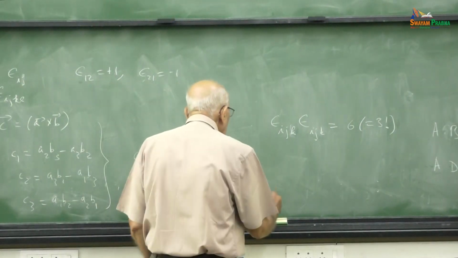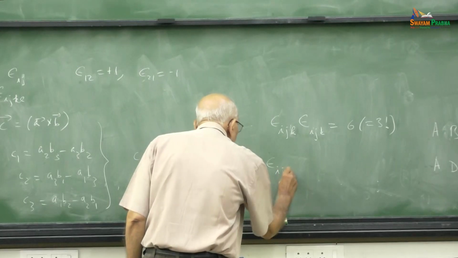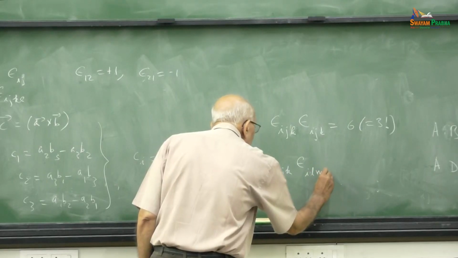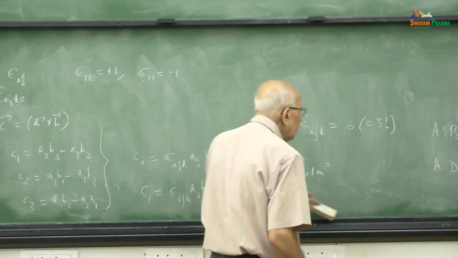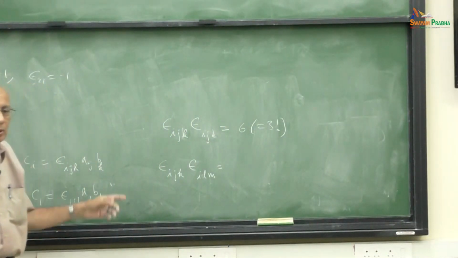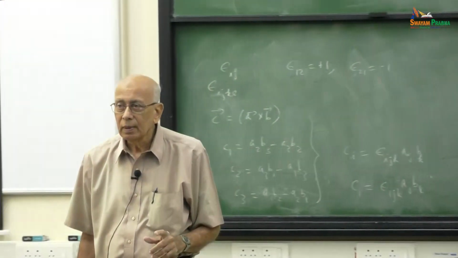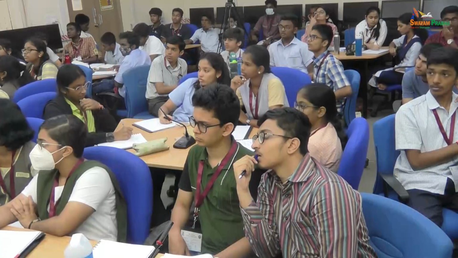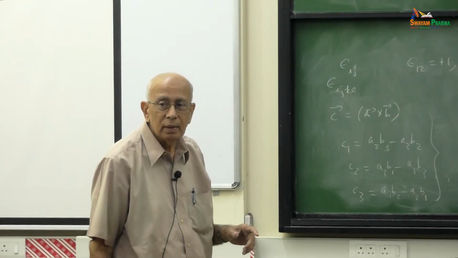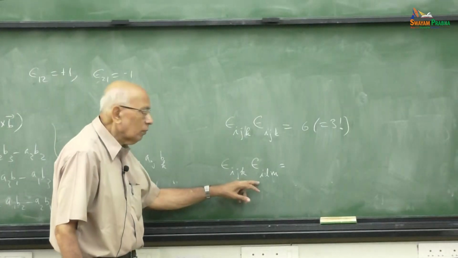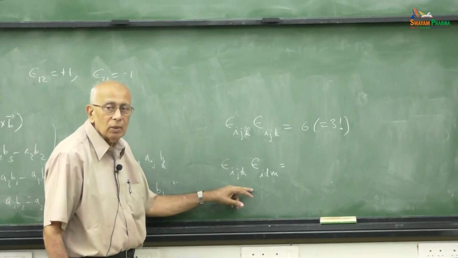What is this equal to? And this is the most important identity of all. Epsilon ijk, epsilon ilm. What sort of object is this? It's a tensor of what rank? Of rank 4. And what would be the free indices on the right hand side? JKLM. So this is called contraction by one index. You contracted with one index and you get a tensor of rank 4.